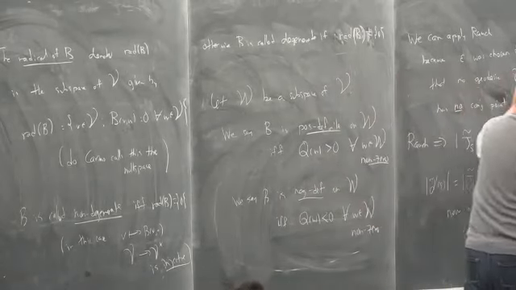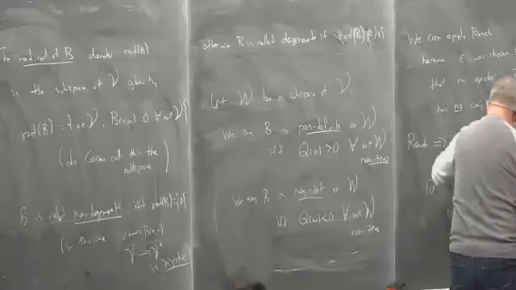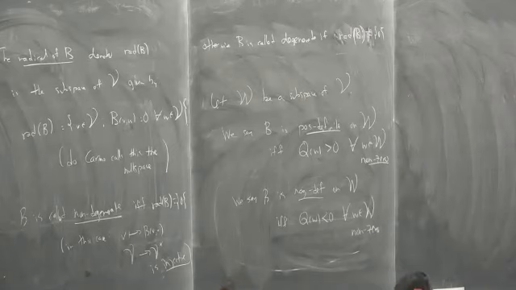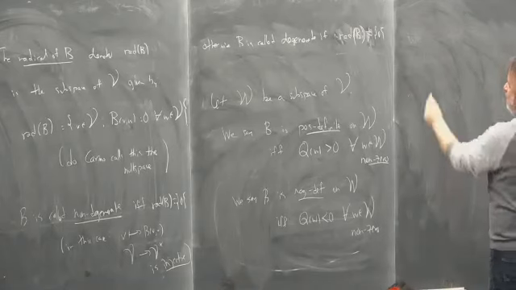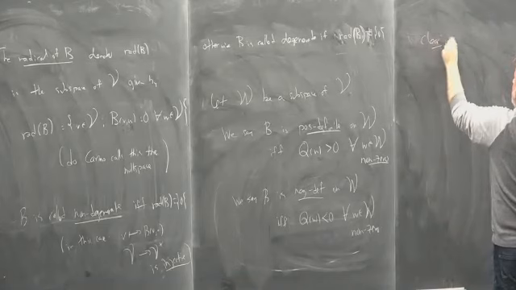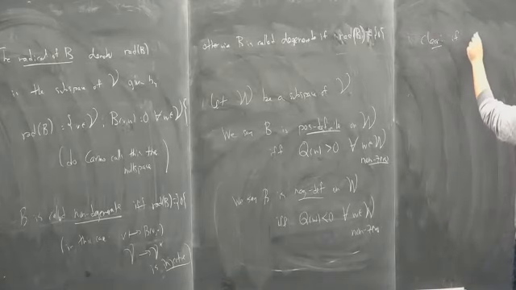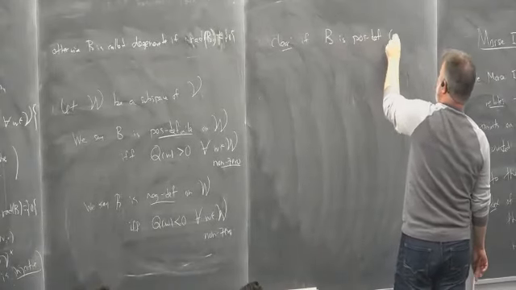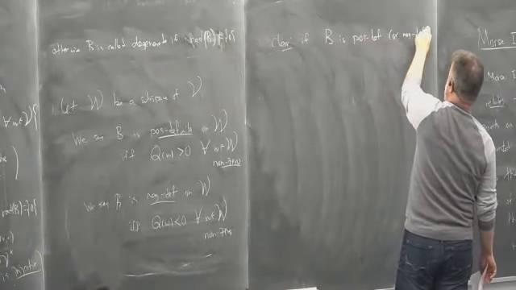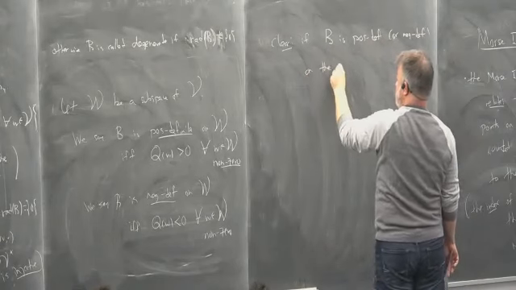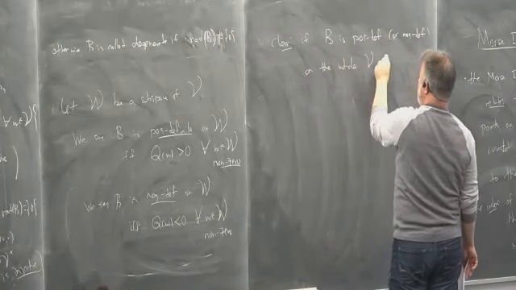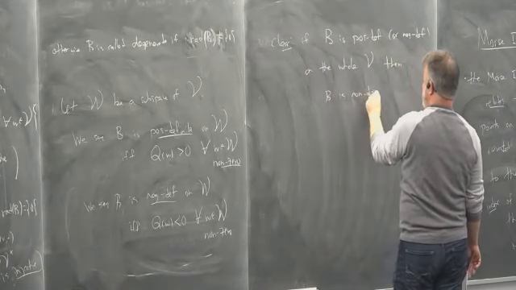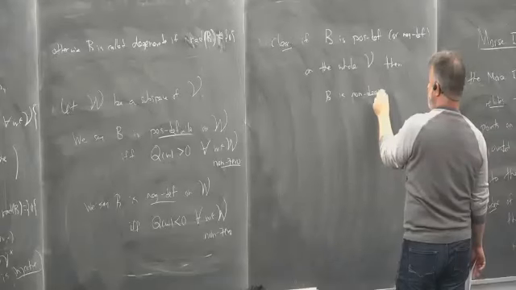And it's easy to see that if the bilinear form is positive definite or negative definite on the whole of V, it has to be non-degenerate. So it's clear that if B is positive definite or negative definite on the whole space V, then B is non-degenerate.